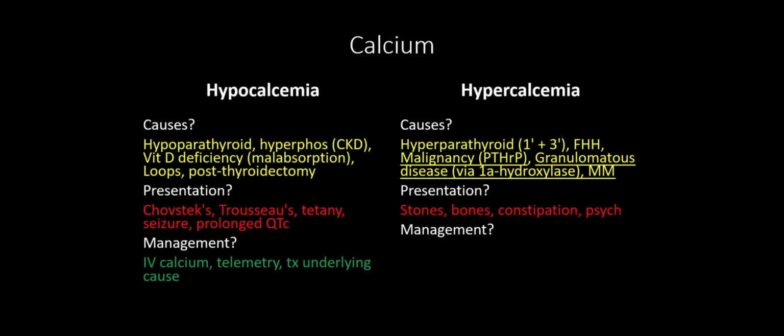So let's say you have somebody and they're symptomatic. They have symptomatic hypercalcemia, very high yield. What's first line treatment, Mike?